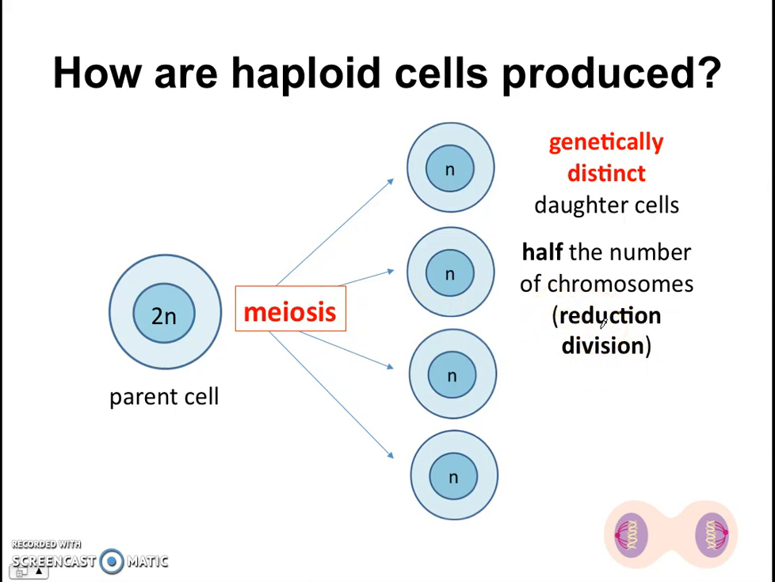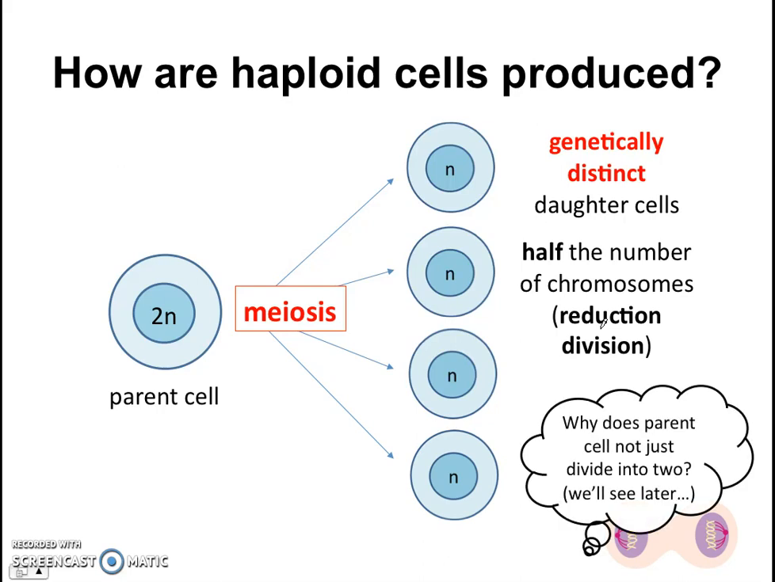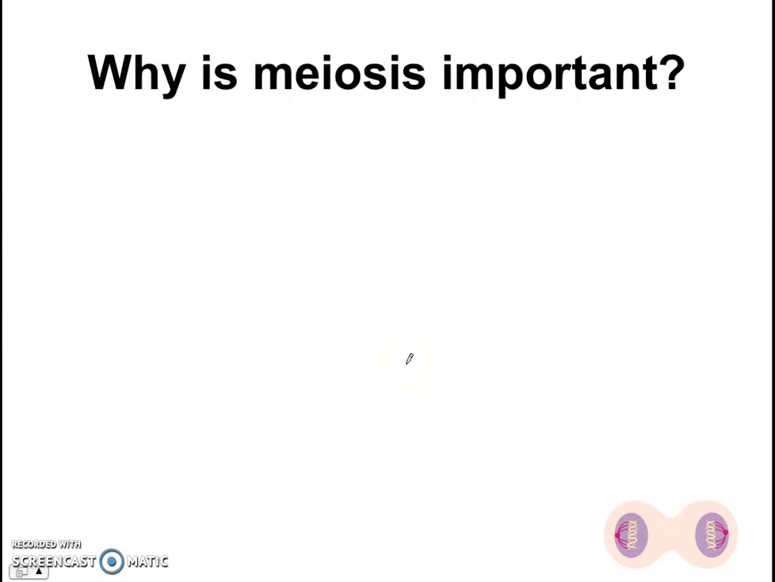Now, those of you who are very sharp in thinking, you might be wondering, why is it that this parent cell here, which is diploid, doesn't just divide into 2 haploid cells, right? Because it just needs to divide itself into half. Well, we're going to take a look at this later when we look into how meiosis actually takes place. But for now, just take it that, in meiosis, we have one parent cell, which is diploid, dividing into 4 haploid daughter cells. So why is meiosis important?